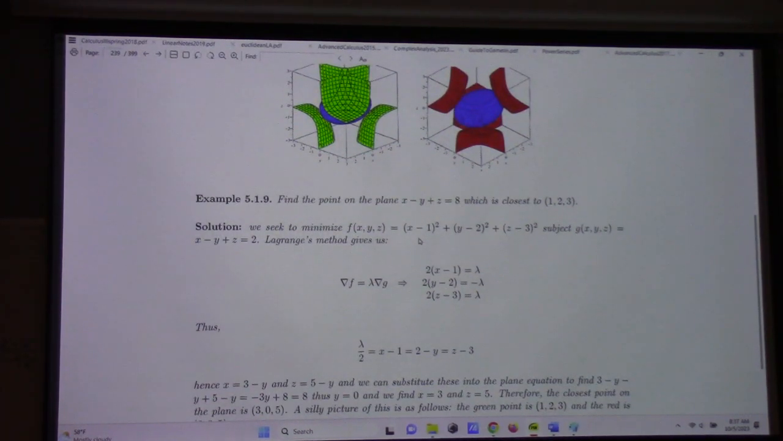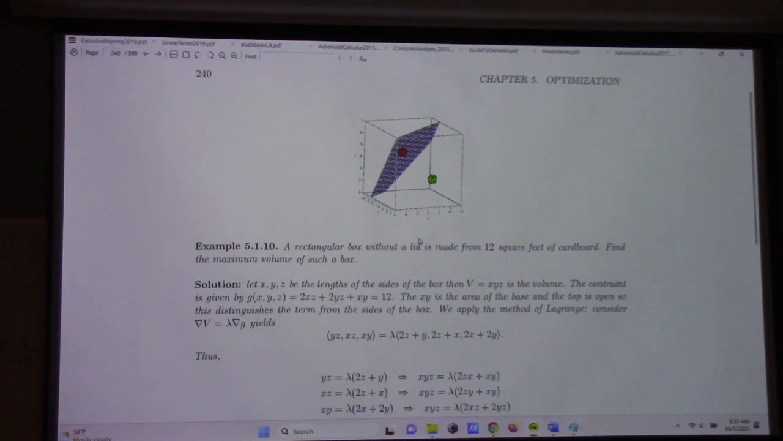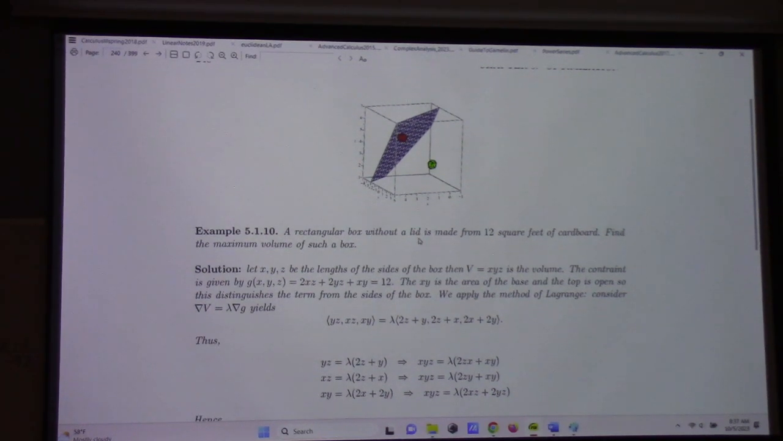Here's another closest point to the plane problem. We've talked about that already. There's a useless picture that I don't even know why. If you spent money to print that picture out, my apologies.